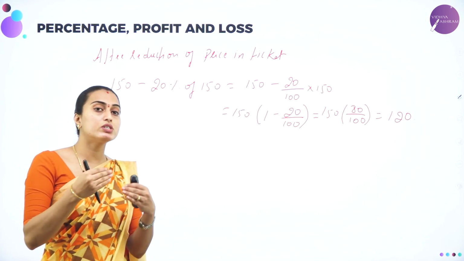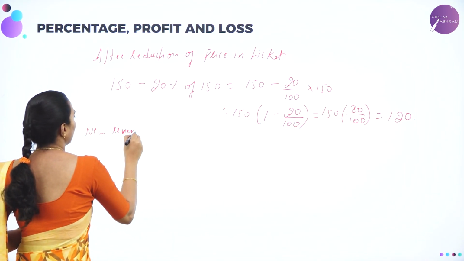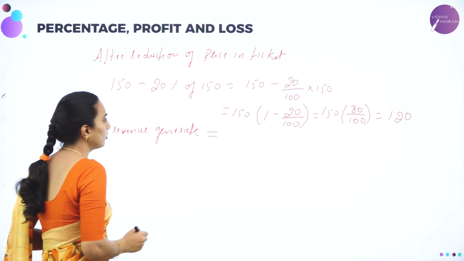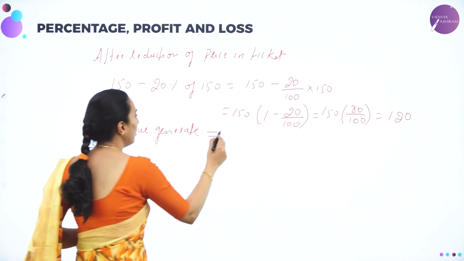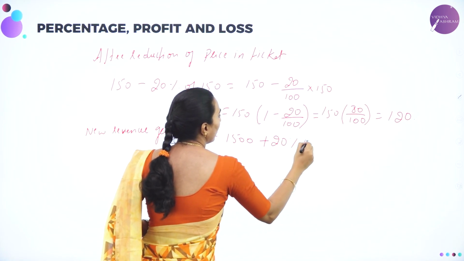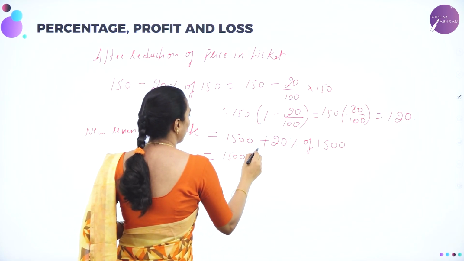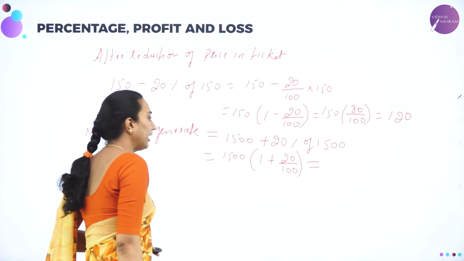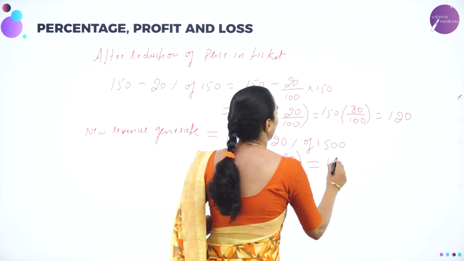Now, what is the new revenue generated? New revenue generated is equal to how much? 1500 of what? 20%, isn't it? Therefore, 1500 plus 20% of increased 1500. Now, this will be equal to 1500, and you can take common 1 plus 20 divided by 100. So, after calculating 120 divided by 100 into 1500, you are going to get the answer 18,000.